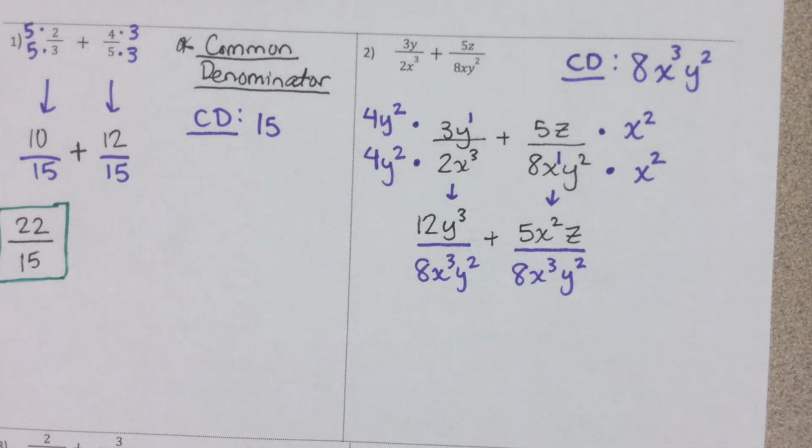Now I want to pause and make a couple points here because here's where some of those old habits are going to kick in. First off, looking at this, I'm sure you see the 12 and the 8, we can reduce that. The y's, we could cancel that. The x's, we could cancel that. You're so used to canceling, but that's not what we're doing on these problems.